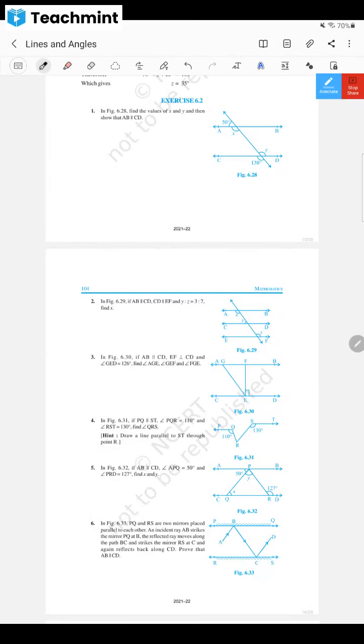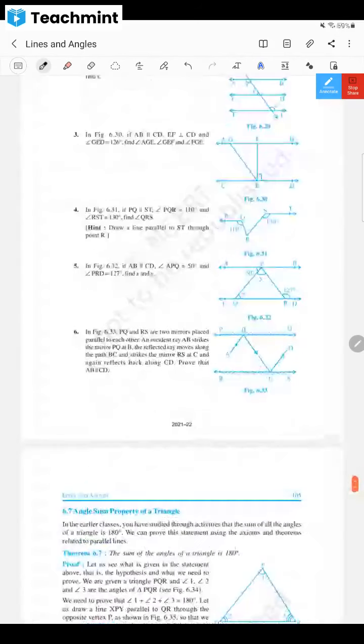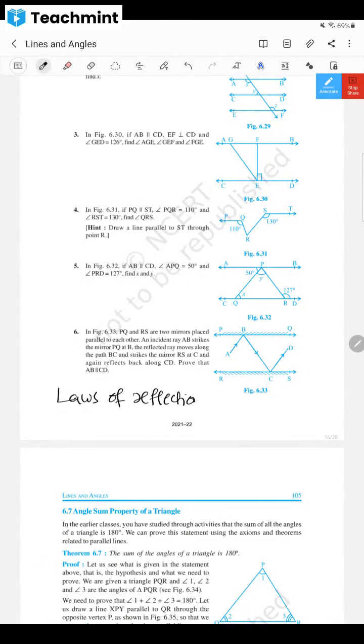Read this question, dear children. This is quite interesting. For this, everybody must know about the laws of reflection. What should you know, dear children? You should know about the laws of reflection. If you know about the laws of reflection, then only can you do this question. The angle of incidence is equal to the angle of reflection. Everybody knows that. Do you know this or not, Sahana? Do you know the angle of incidence is equal to the angle of reflection?